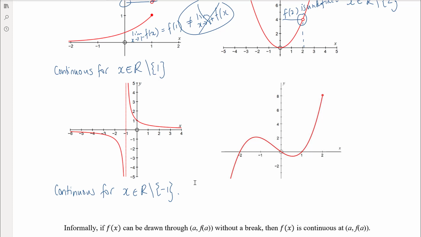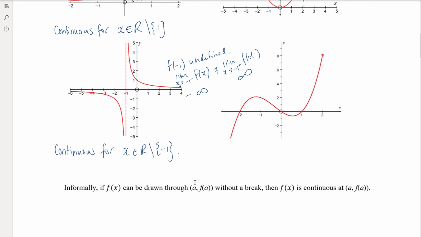And again, lots of issues here actually. f at -1 is undefined, so we fail that. And equally the limit from the two different directions: the limit as x approaches -1 from below of f of x doesn't equal the limit as x approaches -1 from above of f of x. This one would be positive infinity and this one would be negative infinity, so they're not equal to each other. So a couple of issues with continuity there in terms of the formal definition.